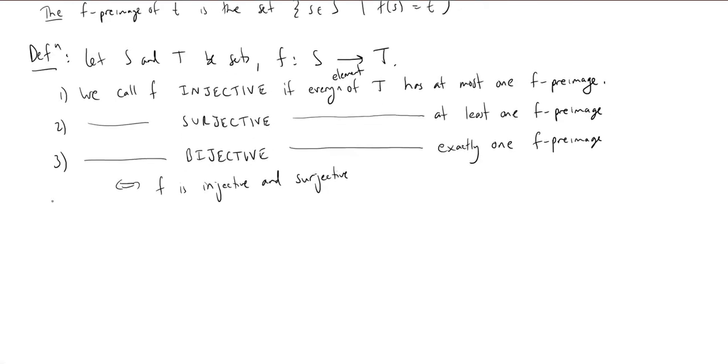So let's try looking at a couple of examples. So let's say I look at the sine function. So the sine function, I can take any real number, and I get some number between -1 and 1. And this is a surjective function.